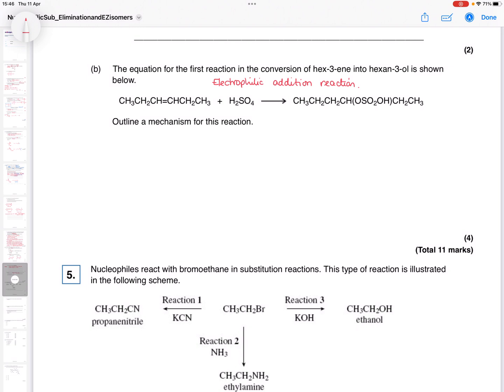Don't worry if you couldn't get this one right. I have taken the number of marks off the front for this one, but I thought you might be interested to see what this mechanism looks like.